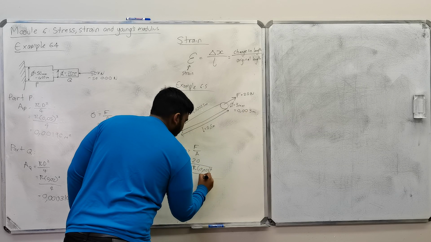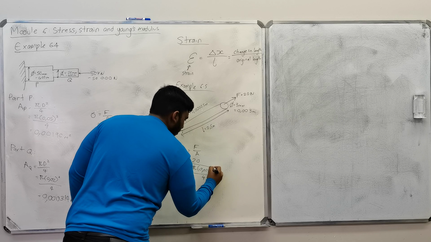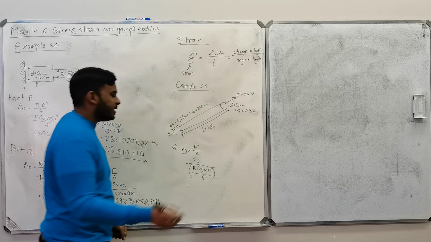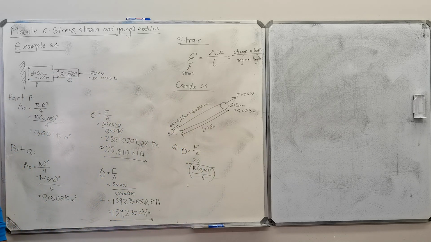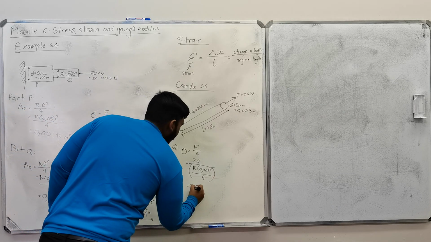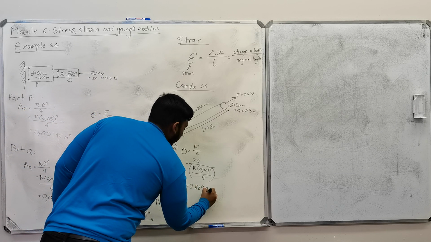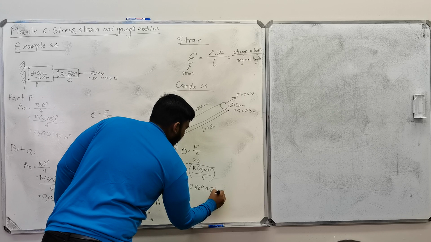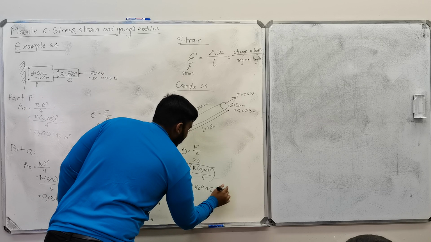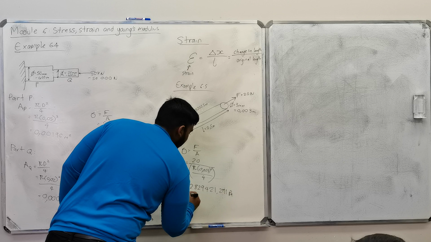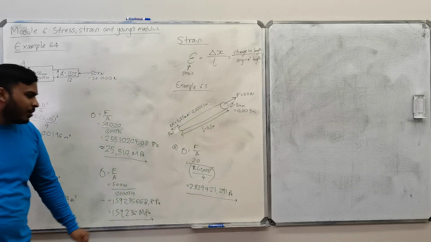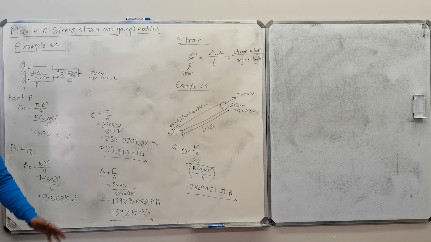0.003 squared all over 4. And your stress is now 2,829,421 Pascals, 2.829 megapascals. Or you could have answered 2.829 megapascals.